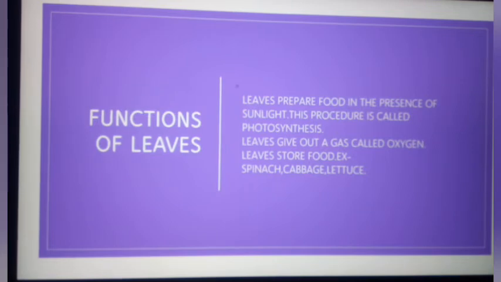You know one thing, the color of leaves: maximum of the plants have green leaves. So why are these leaves green? Just because of the presence of chlorophyll. Chlorophyll is a kind of substance. Its presence gives the green color to the leaves.